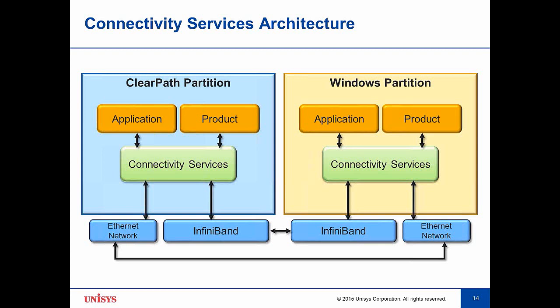Now, suppose you take the application running in the Windows partition on the right side and move it to a PC or to a standalone Windows server. Well, that application can continue to use Connectivity Services to interface with the network, but it will transparently select Ethernet to use as the connection to the ClearPath partition, since InfiniBand is not available with the standalone server or with the PC.